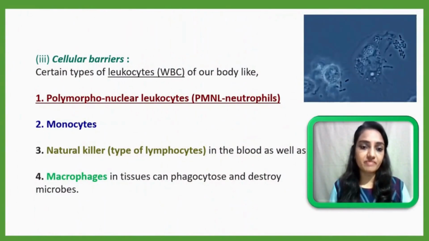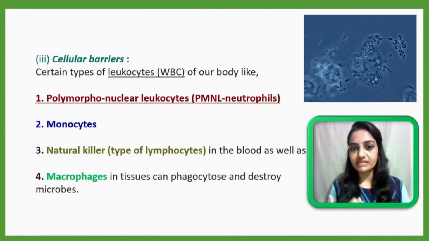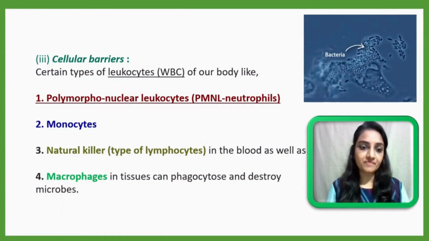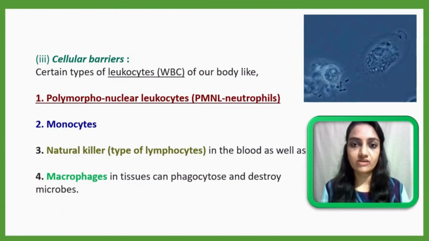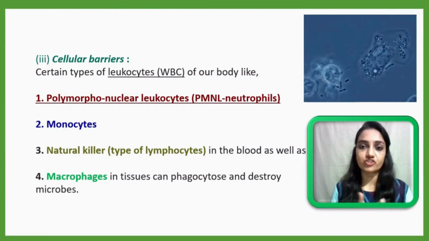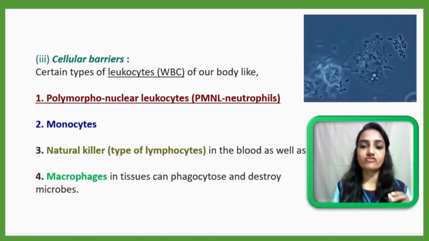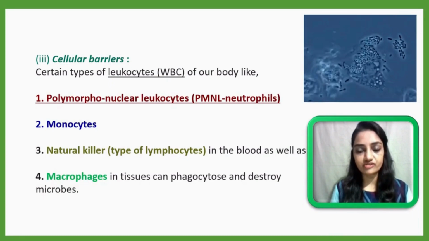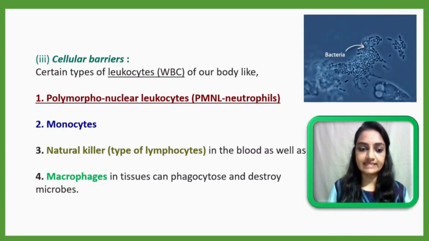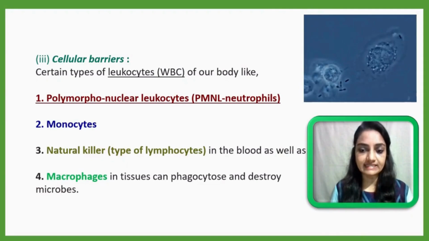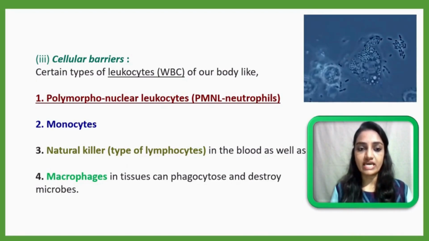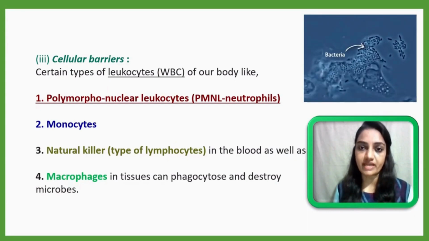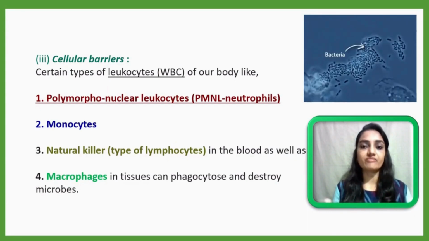and that is the cellular barrier, in which cells are participating, and that's why the name cellular barrier is given. Certain types of leukocytes are the cellular barriers. Okay, so WBC are considered as soldiers of our body. So certain types of leukocytes of our body, like polymorphonuclear leukocyte, that is called PMNL, then monocytes, then natural killer cell, that is also called NK cells in our blood, and in our tissues there is the macrophage. All these types of WBC are very important soldiers of our body, and they are participants of the cellular barrier. Okay, so they will protect ourselves from the harmful diseases and pathogens.